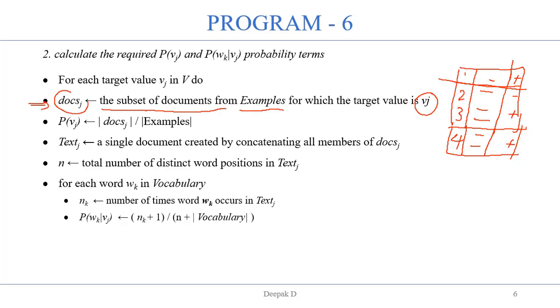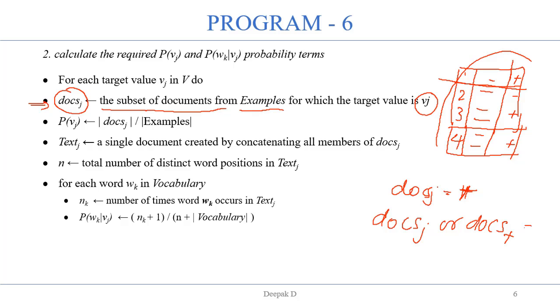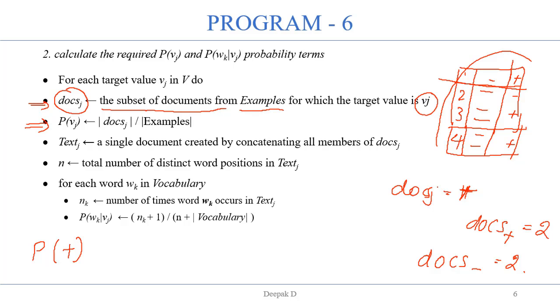What does this value consist of? Docs.j says documents J with respect to positive: how many documents are there? Here if you see, out of 4 there are 2 documents, that is, documents positive is equal to 2. Similarly for negative, you can see documents negative is equal to 2. So this is the value you have received here. Let's consider we are concentrating only on the positive probability, or the documents which have the positive target value. So what is the probability of documents which have the positive target? How do you identify the value here?